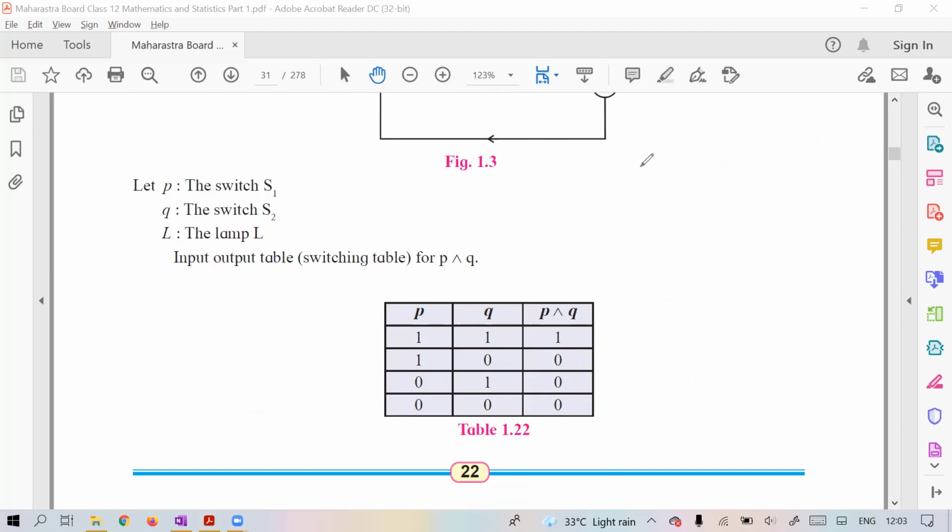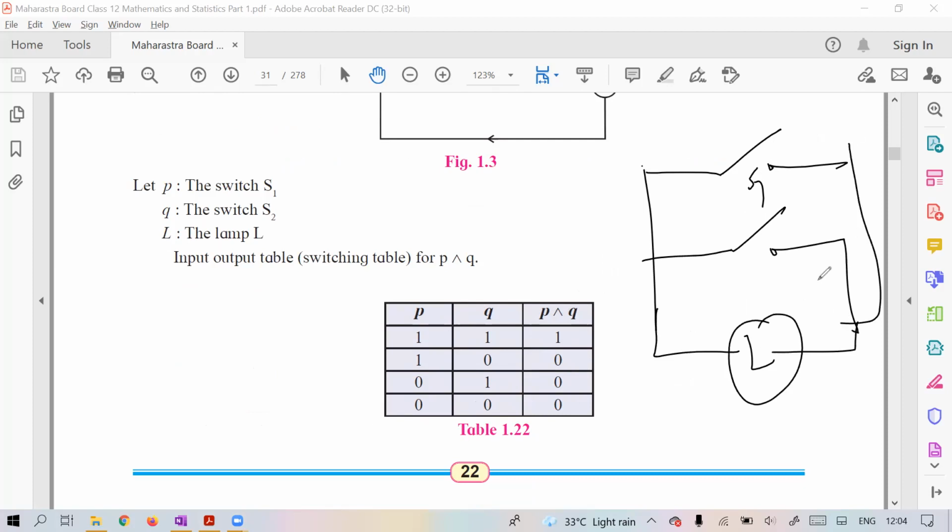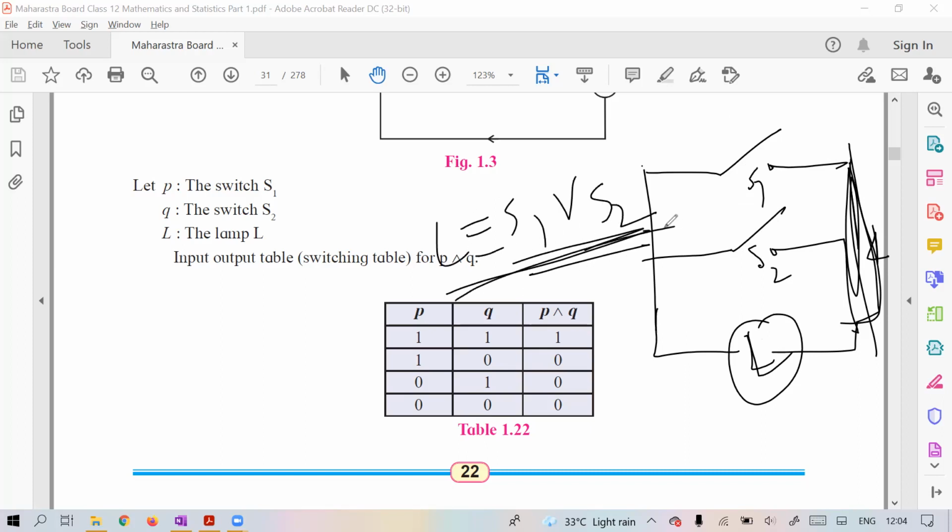Simply you can make this type of circuit. S1 is this, and the light is here, suppose, and L you can take here. So here what do you see? When will the light be on? When any one of the switches is on, right? Any one of them. So L will be equivalent to S1 or S2. S1 will be on or off, S2 will be on or off.